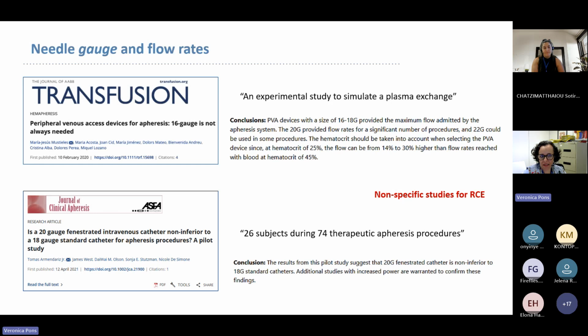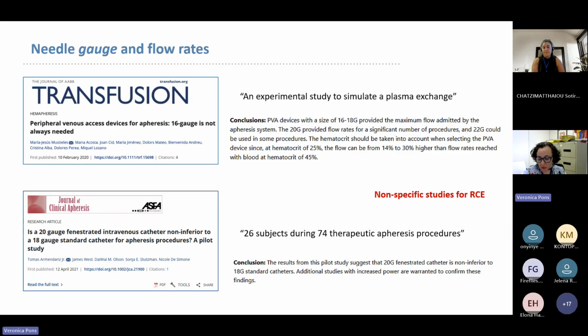There are not many studies specific to a rare disease, and I would like to highlight a study by our colleagues in Hospital Clínic of Barcelona, and they conducted an experiment with different needles, and they concluded that although 16 gauge needles provide the maximum flow rate, many procedures can be performed using smaller needles, and I think it's a very important thing. They also concluded that with higher hematocrits, the flow rate is much slower.